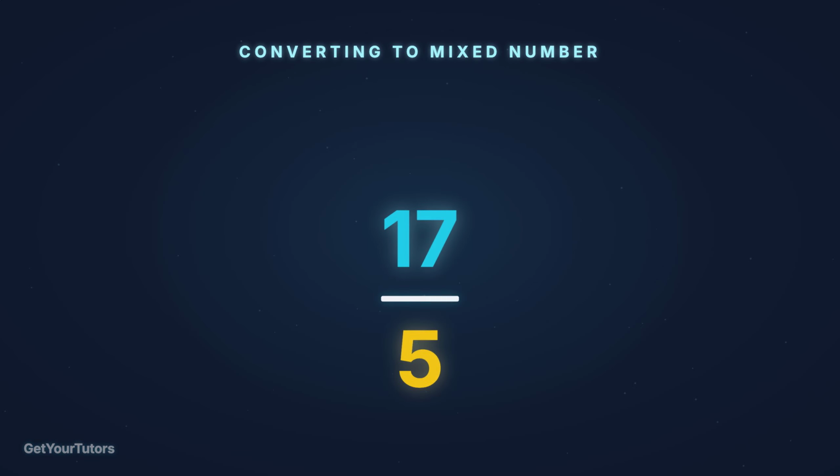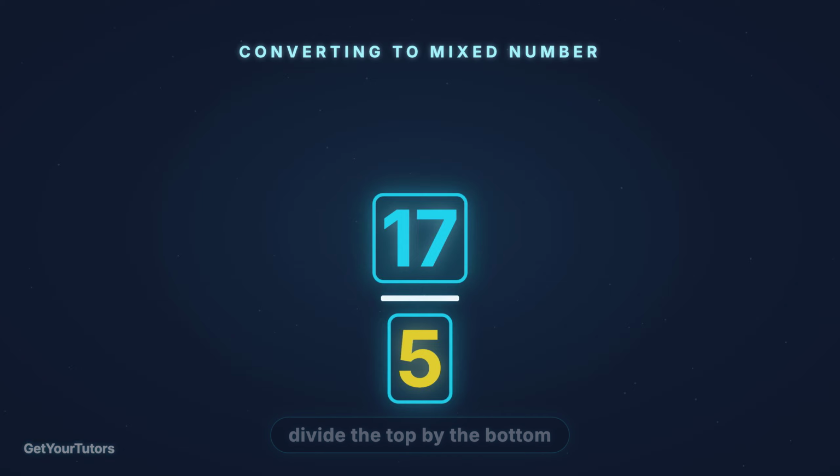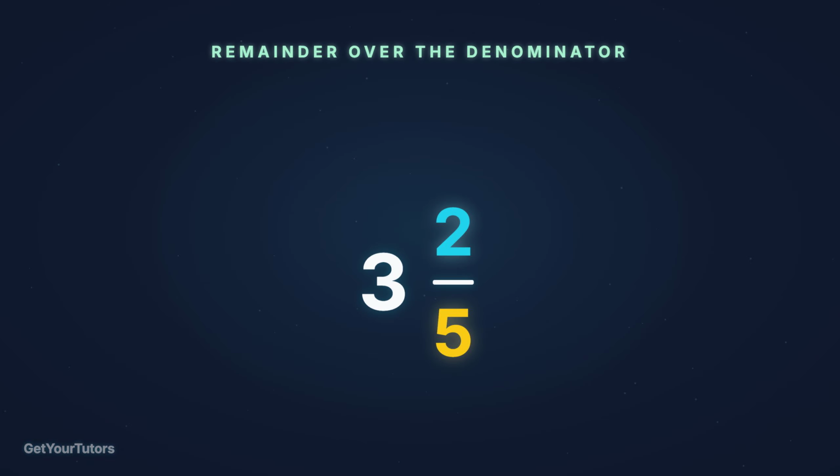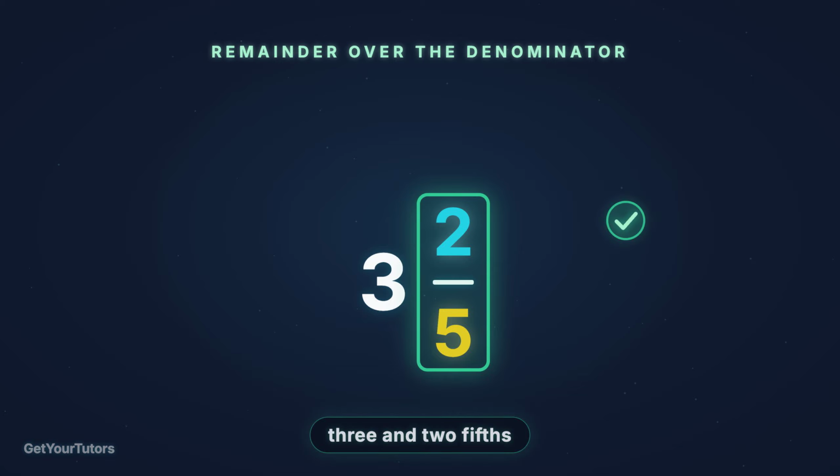Let us convert 17 over 5 backwards into a mixed number. We simply divide the top number by the bottom number. 17 divided by 5 is exactly 3, with a remainder of 2. The 3 becomes your whole integer number. The remainder of 2 stays perfectly on top of the original denominator of 5. Your final answer is 3 2/5.